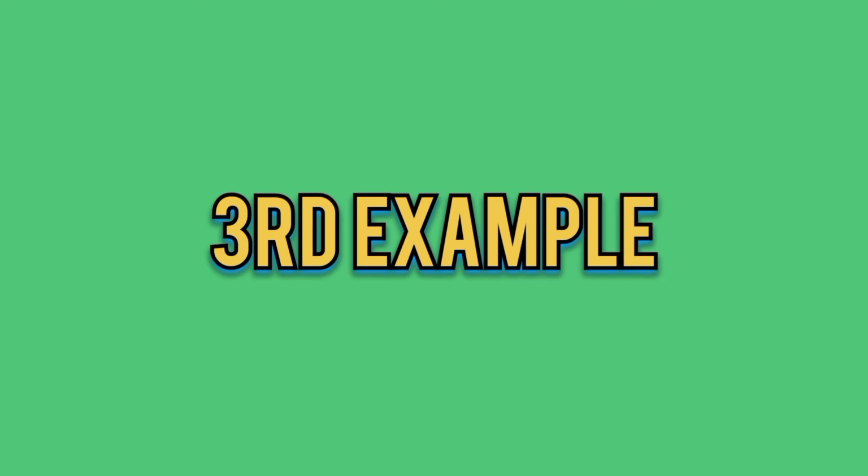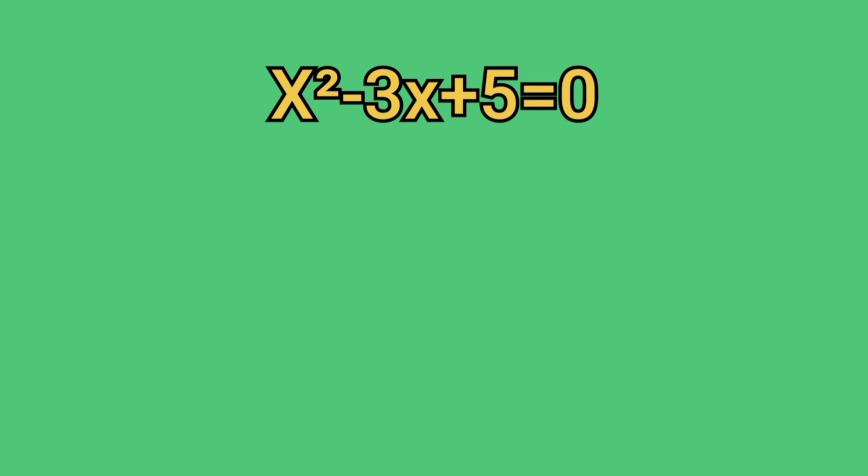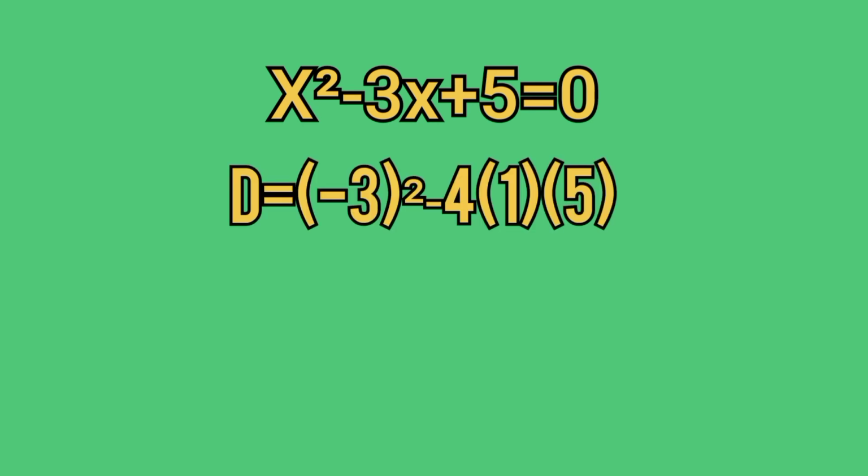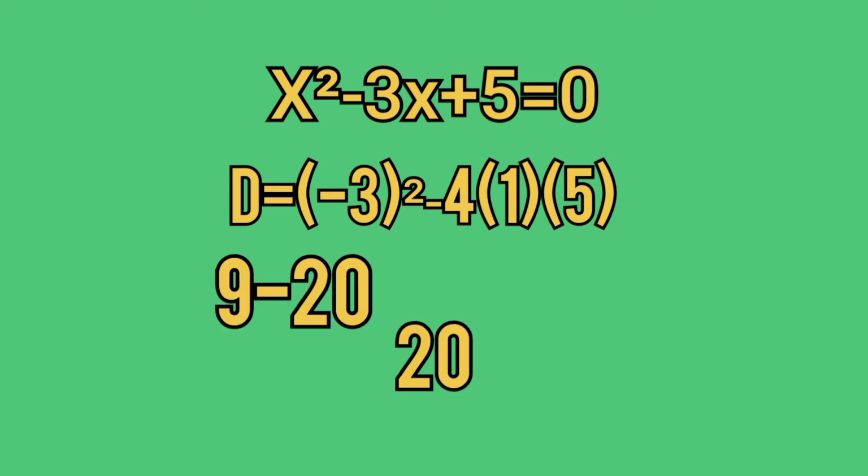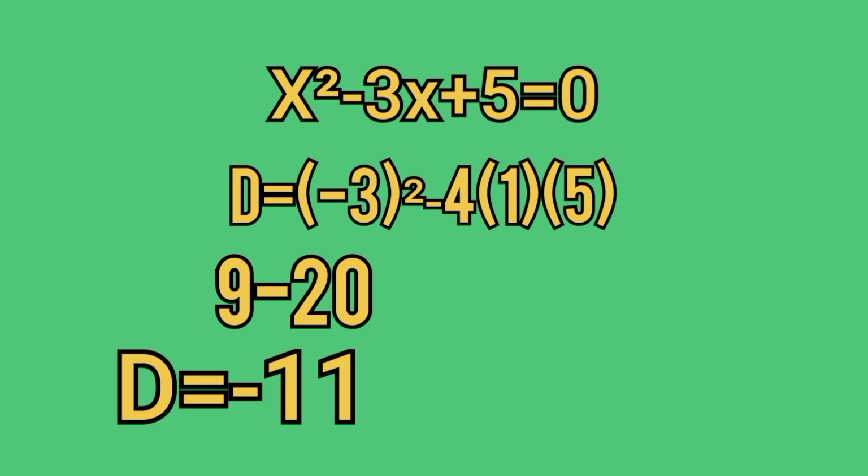And now, we are at our third and final example: x squared minus 3x plus 5 equals 0. And then, like the previous examples, the discriminant formula. D equals negative 3 squared minus 4 times 1 times 5. So now we multiply negative 3 to its second power and we get 9. Negative 4 times 1 equals negative 4, but multiplied by 5, it will be 20. So now we subtract 20 from 9. So the answer is negative 11.